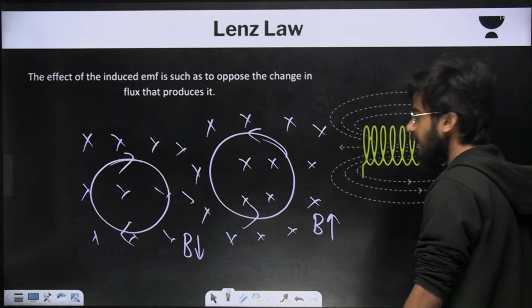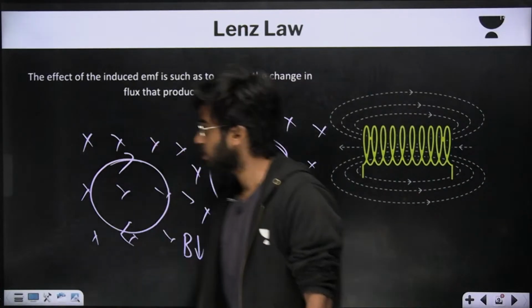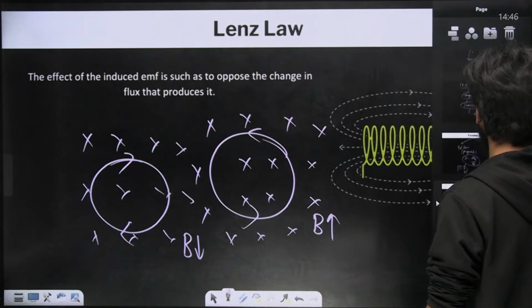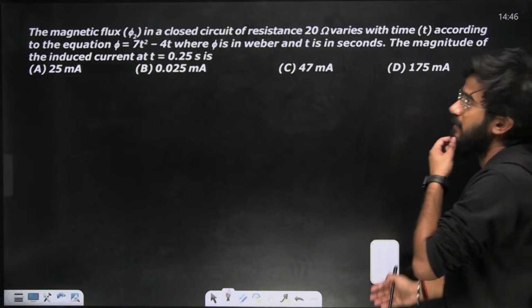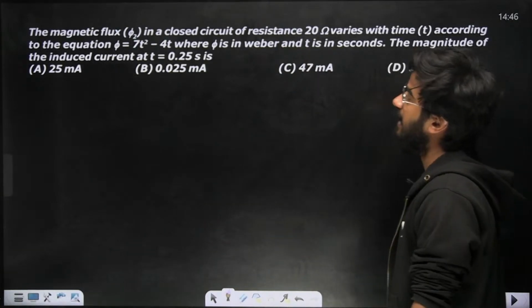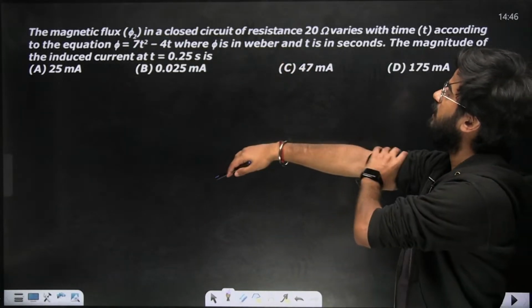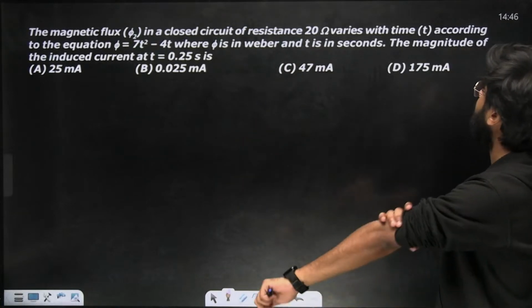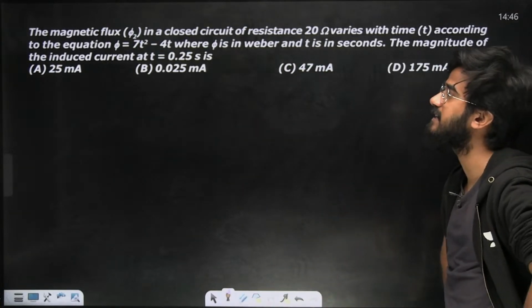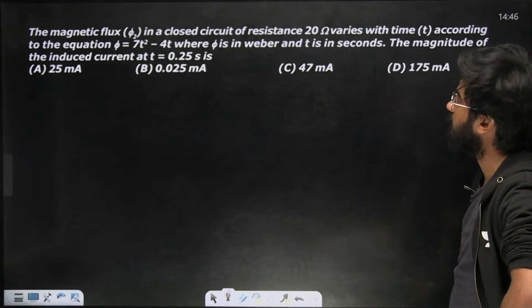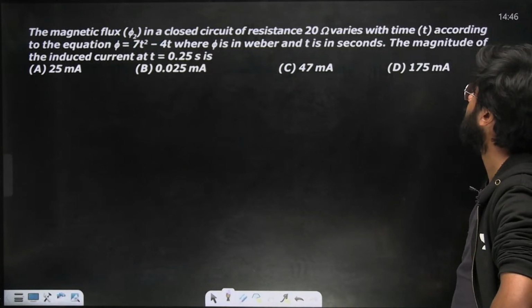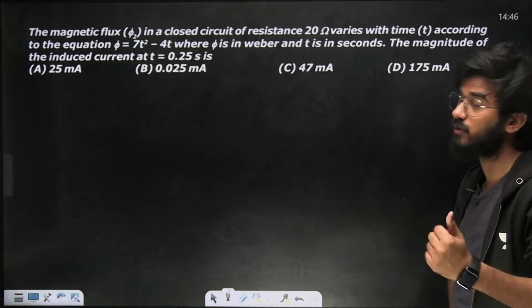Any confusion till here? Should we move on to the next thing? Definitely we should. Now look at this example. The magnetic flux through a closed circuit of resistance 20 ohm varies with time according to the equation phi equals 7t square minus 4t, where phi is in Weber and t is in seconds. Find the magnitude of the induced EMF at t equals 0.25 seconds.